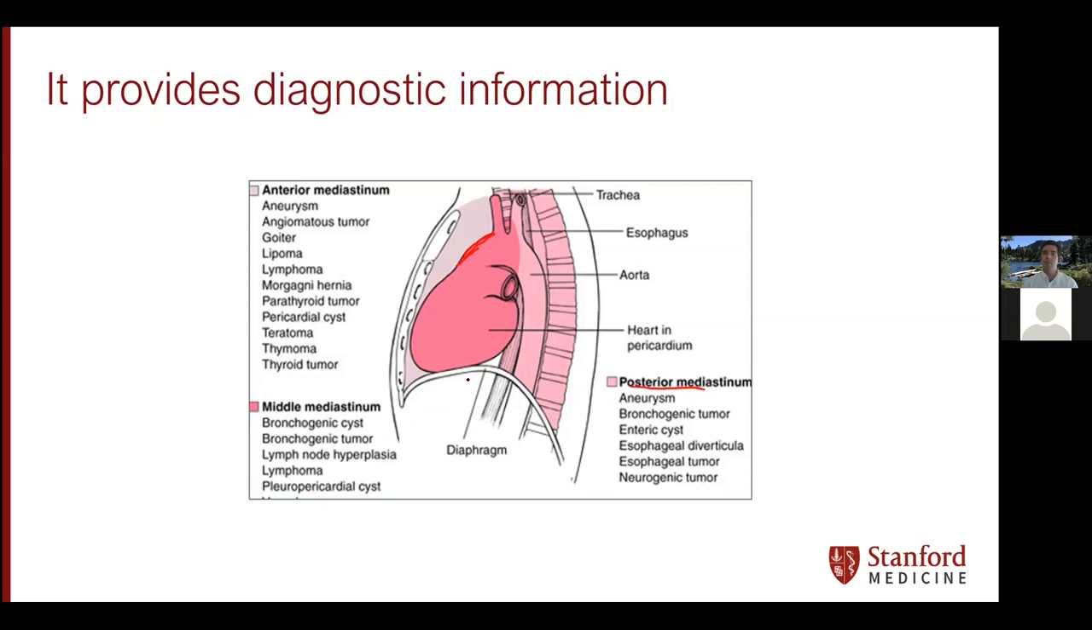So if someone comes to me and says that they have a mediastinal mass, I'm gonna ask them, where is it? Is it in the middle? Is it in the front? Or is it in the back? And based on that, you have a differential.